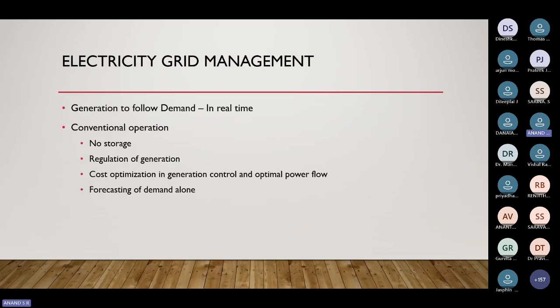Electricity grid management, coming to that aspect, the generation has to be controlled and follow the demand in real time. That is the basic issue in grid management. In the conventional operation, we had practically no storage, and regulation of generation as per the demand changes was the only way out. And again, electricity is the mother of all industries, and more and more energy use is being changed to electricity.